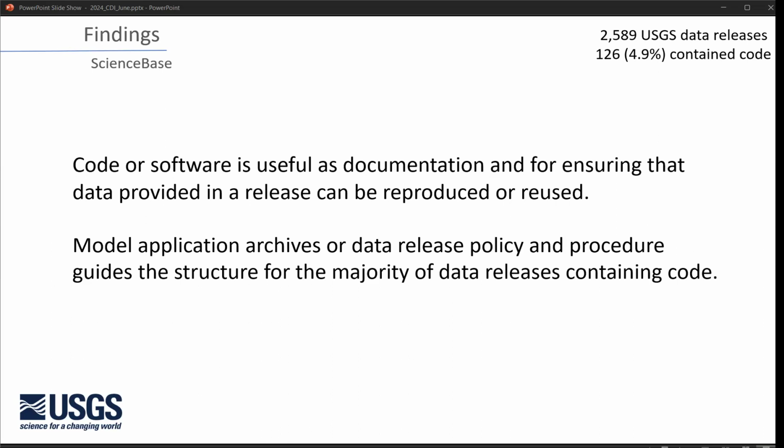So the format of data releases containing code in Sciencebase were mostly consistent. Either the USGS data release policy or the model application archive structure, which is a specific set of guidance, guided setup for most of these data releases that we found containing code. A model application is a data set with rich documentation, which often describes an inclusive workflow, such as when the data set has inputs, ancillary content, and outputs.